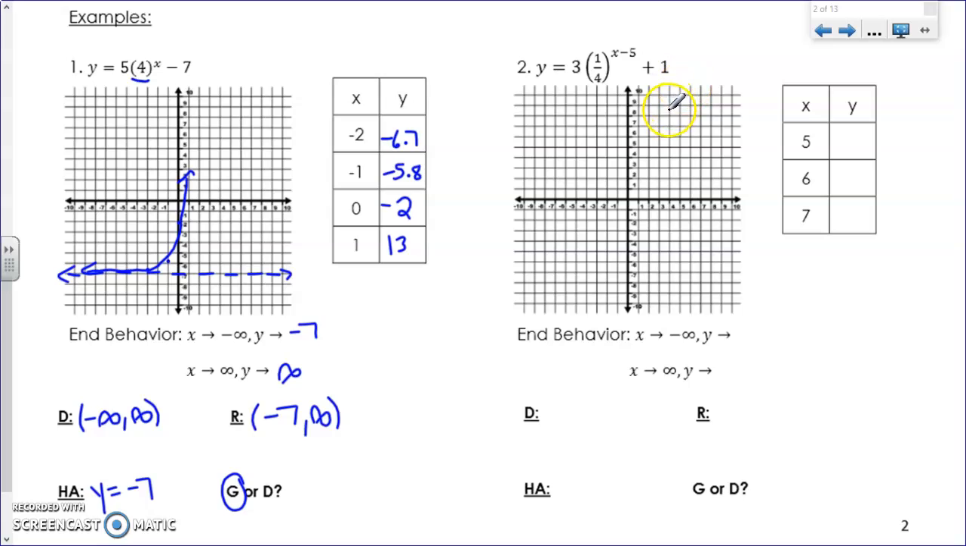Okay, let's hop over here to this one. So this one has 3 times 1/4 to the x minus 5, plus 1. Okay, this x minus 5 tells me that I'm moving my graph to the right 5. So I chose some numbers that were close to the right 5. The plus 1 tells me my y equals 1 will be my horizontal asymptote. I'm going to go ahead and graph that so I know that the graph has shifted up 1.